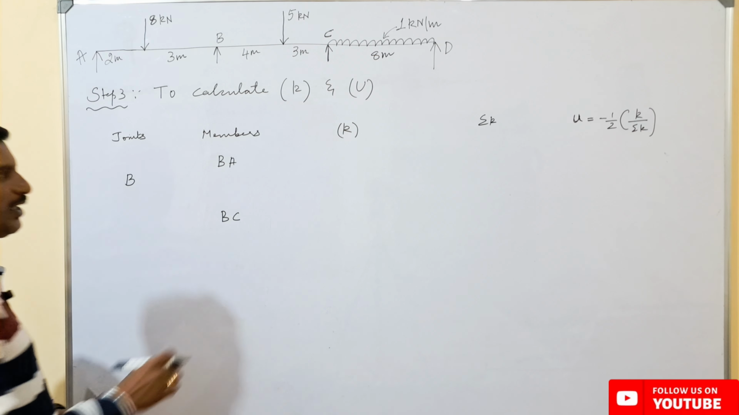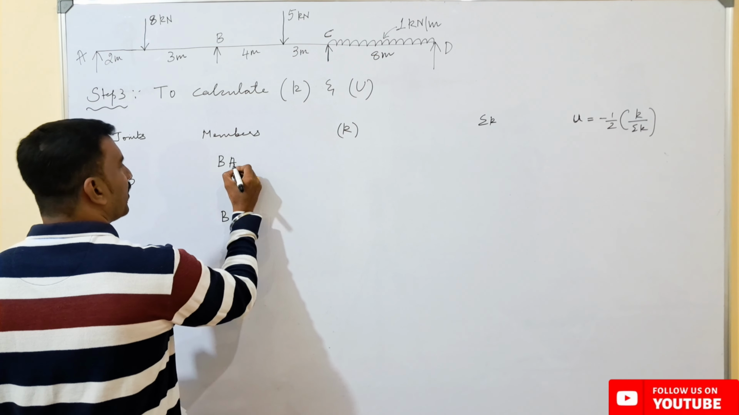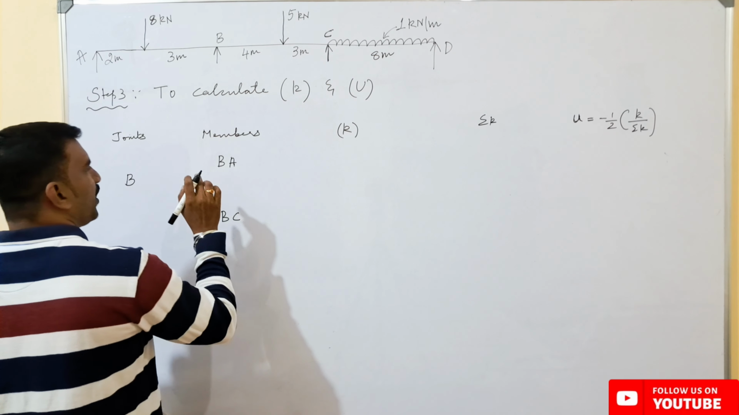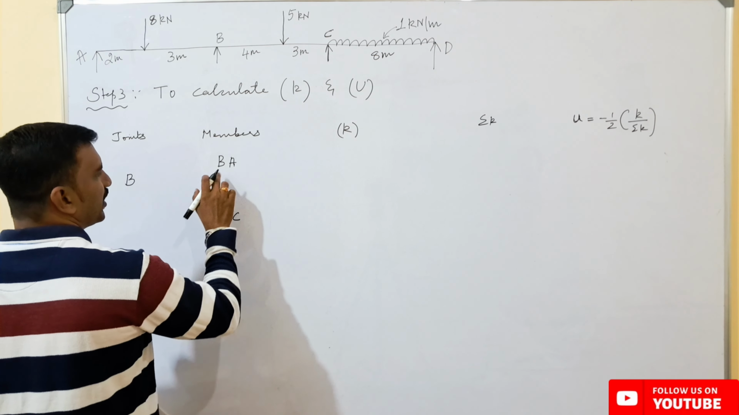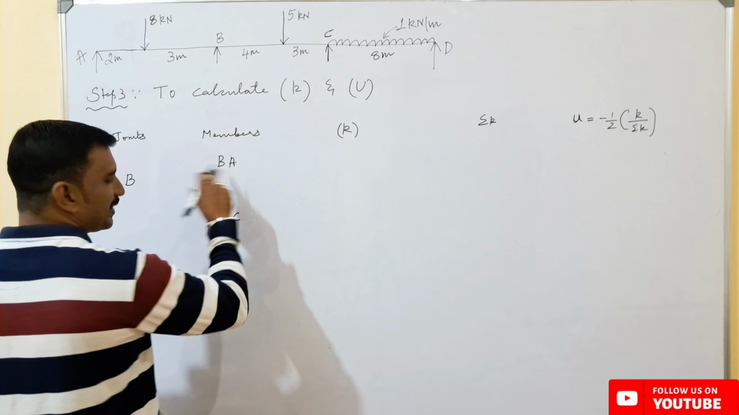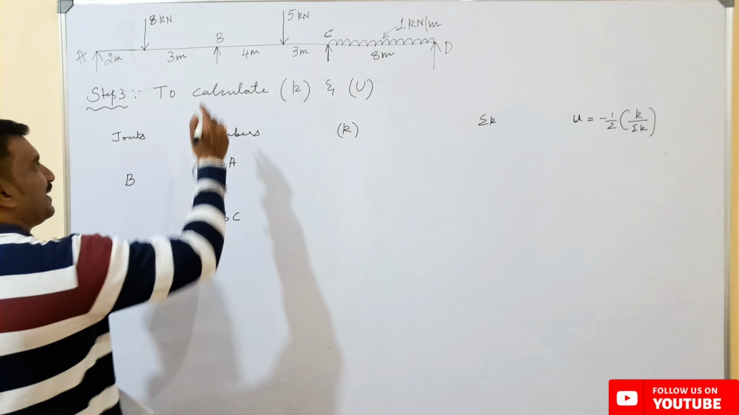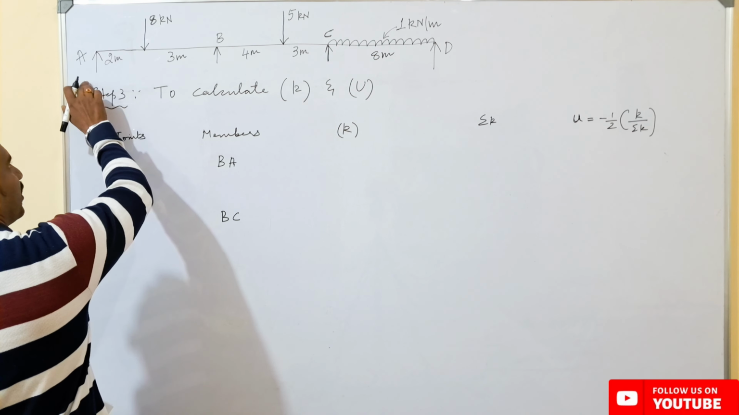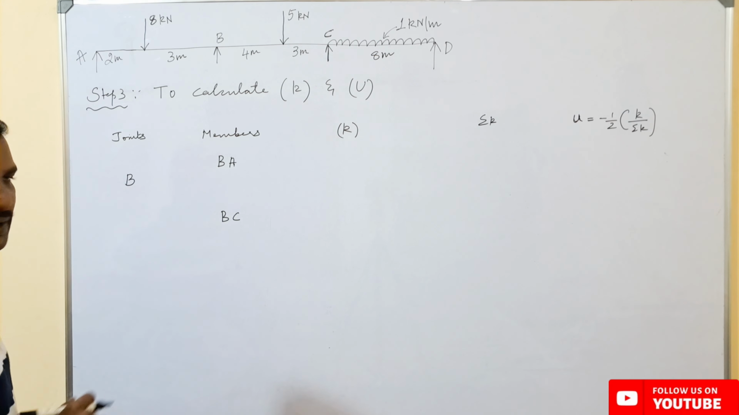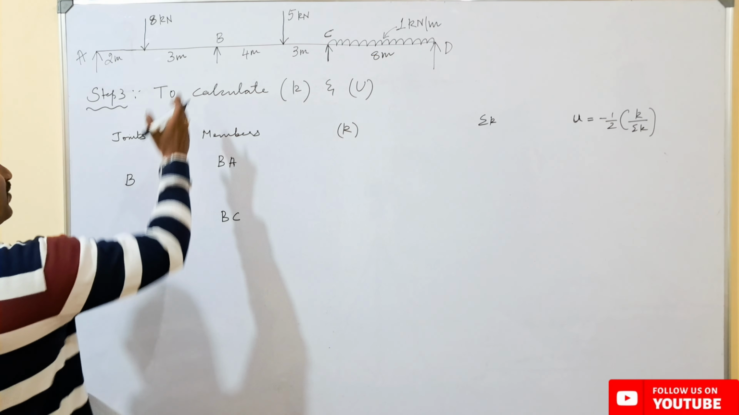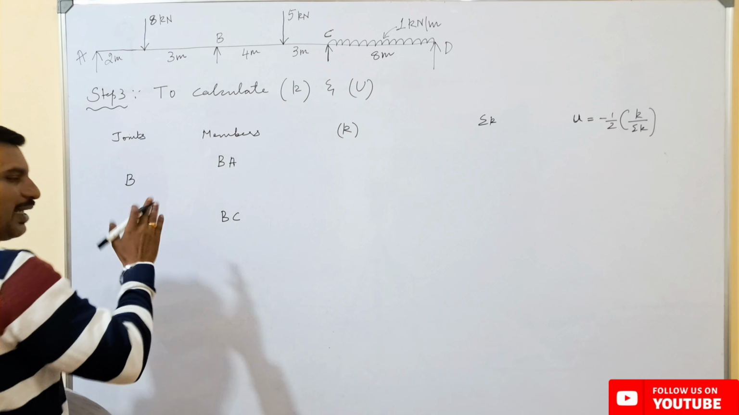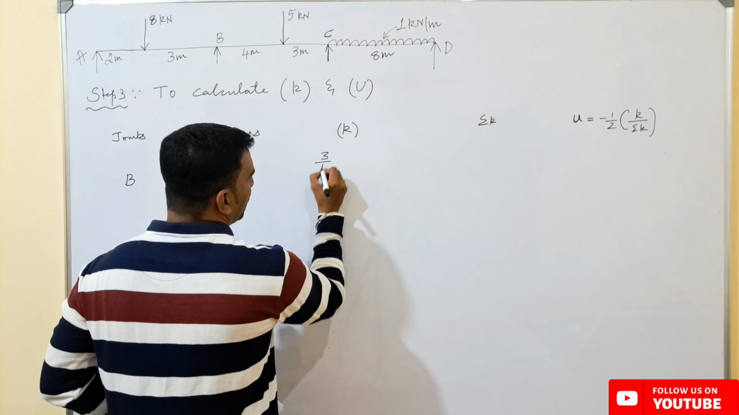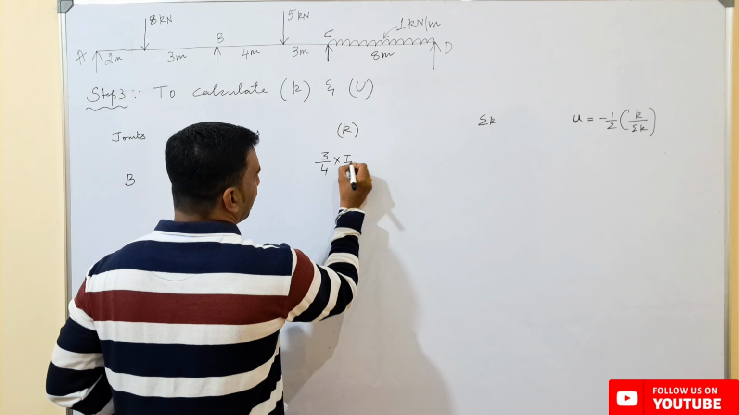Now if you want to find the stiffness for this particular member, I have to consider the far end conditions. Here B is the near end and A is the far end. Since support A here is simple in nature, we know that whenever we have a support other than the fixed support, the stiffness will be equal to 3 upon 4 into I by L.